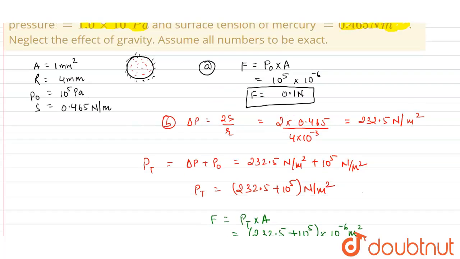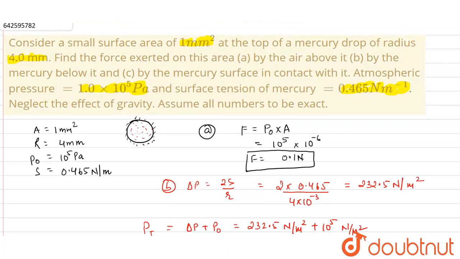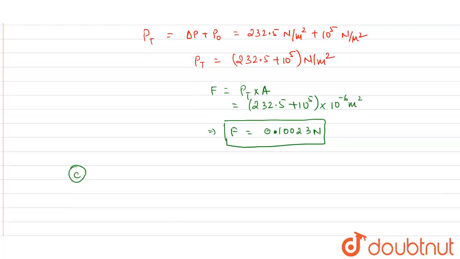Now talking about the third case, we have to find the force exerted on this area by the mercury surface in contact with it. The mercury surface in contact with the area has a net pressure equal to the pressure in mercury minus the atmospheric pressure outside, that is the excess pressure inside the drop. It will be given as 2s upon r, where the surface tension is 0.465 and r is 4 mm. So we get the pressure as 232.5 Newton per meter square.